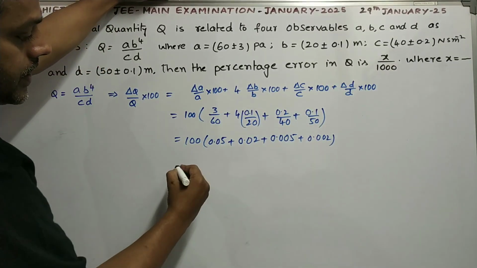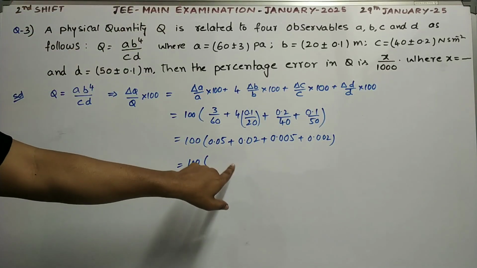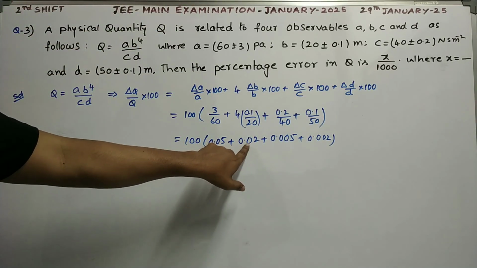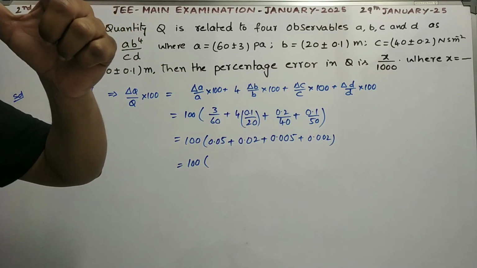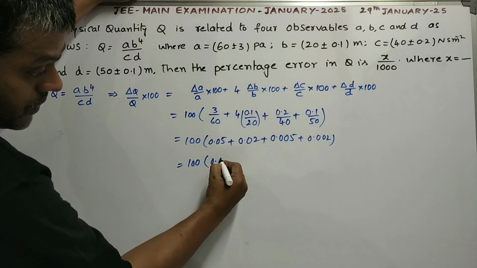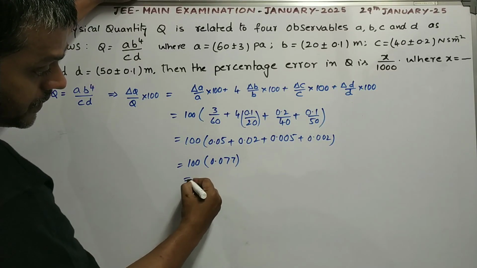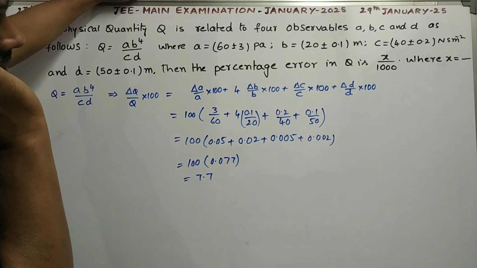0.002 into 100. So it may be right like this. What do you get? The answer becomes what? 0.05 plus 0.02, 0.07 plus 0.009 plus 0.07 equal to what? 0.077. So the answer equal to what? 7.